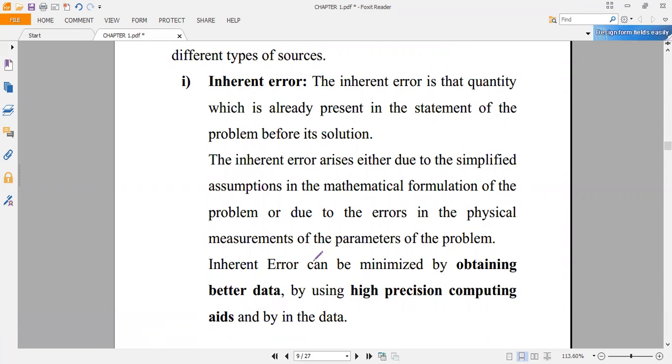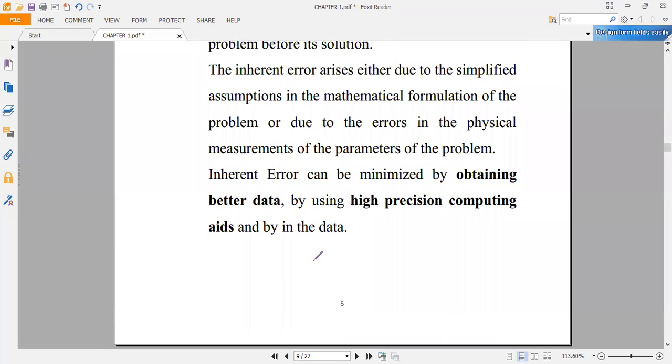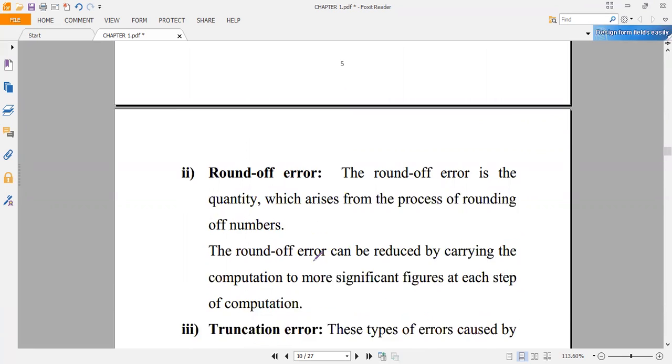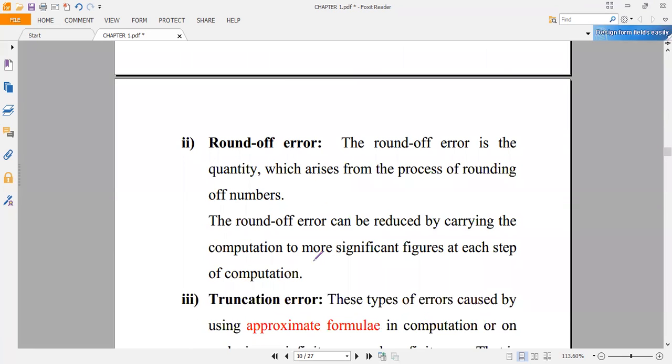These inherent errors can be minimized by obtaining better data and by using high precision computing aids in evaluating the data. The other one is round-off error. Round-off error is a quantity which arises due to the process of rounding a number, and this rounding error can be reduced by carrying computation with more significant figures at each computation step.